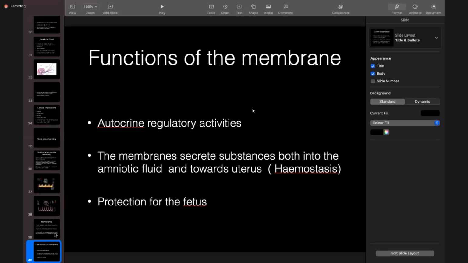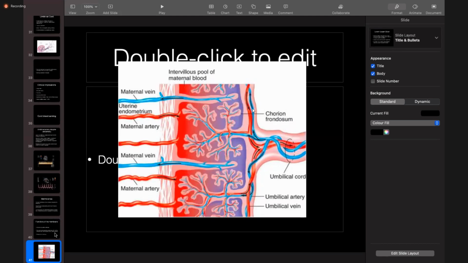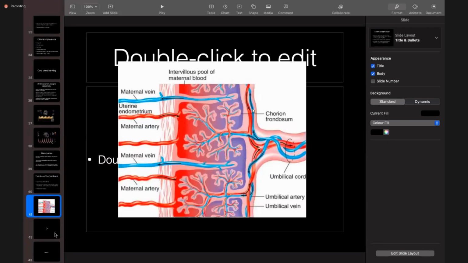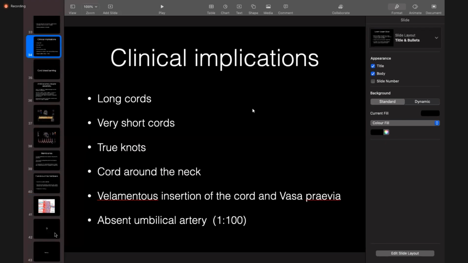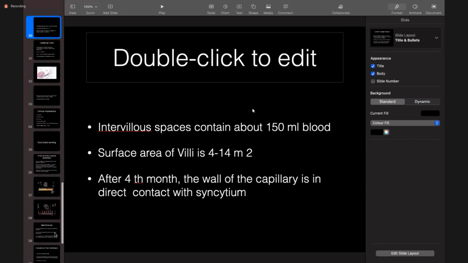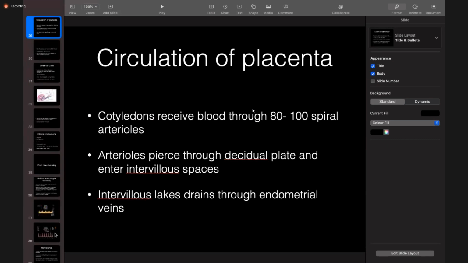Membranes, as I said, also have autocrine regulatory functions, and they secrete and protect the fetus. Any questions? So the placenta is a feto-maternal organ. It has lots of functions, and it is actually the machinery that supplies blood and oxygen to the baby, and the placenta is implicated in many clinical conditions. If you work in an obstetric unit, you always have to think, could it be from the placenta? Bleeding, could it be from the placenta? Premature birth, could it be from the placenta?